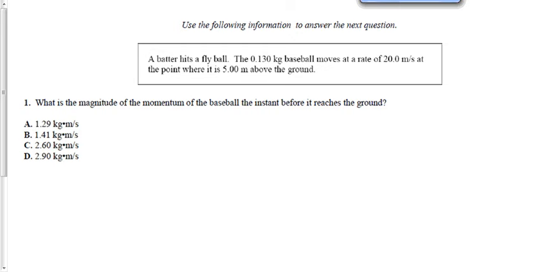Here's our question. So the batter hits a fly ball. The 0.13 kilogram baseball moves at a rate of 20 meters per second at a point where it's 5 meters above the ground. Right? Picture it. Like literally, picture it, visualize it. Do you see the baseball? Do you see the baseball 5 meters above the ground?